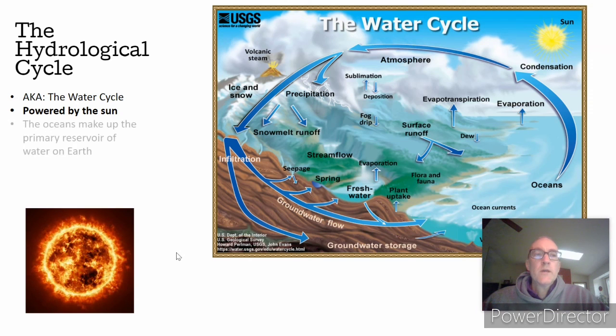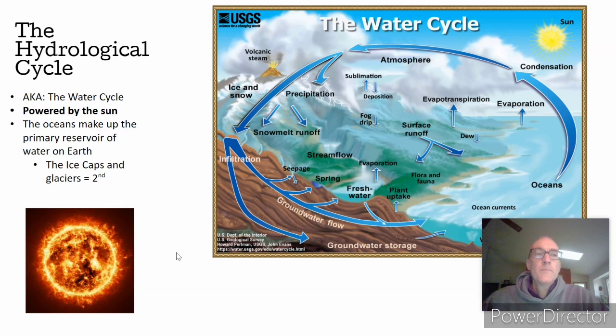It's solar radiation. So the ocean makes up obviously the largest reservoir on Earth, well over 70% of our planet. Ice caps and glaciers are the second largest reservoir, and the largest reservoir of fresh water. And of course, those are shrinking as our planet warms.